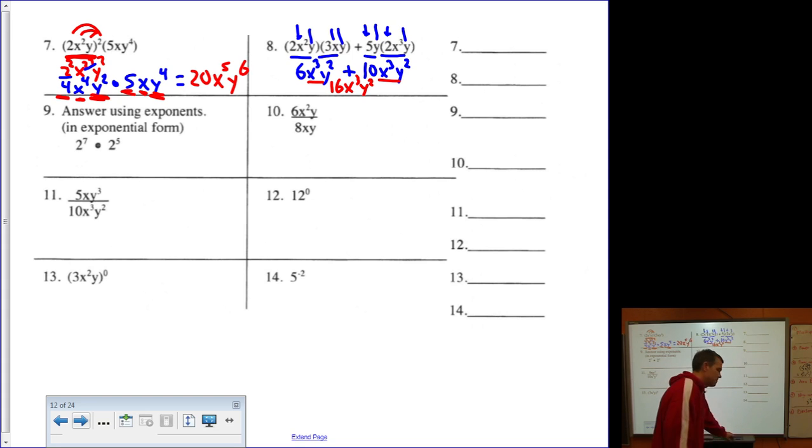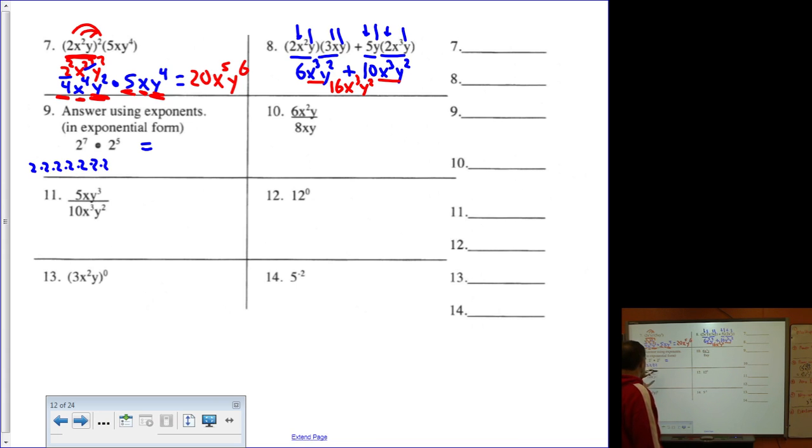Number 9. Okay, the common mistake in number 9 is to try to multiply the 2's together and get 4. But 2 to the 7th is really just 7 2's multiplied together. Right? And 2 to the 5th is really 5 2's multiplied together. And so when I multiply 2 to the 7th and 2 to the 5th, I really have 12 2's all multiplied together. That would be 2 to the 12th, right? There's no 4 in there. It's 2 to the 12th power.